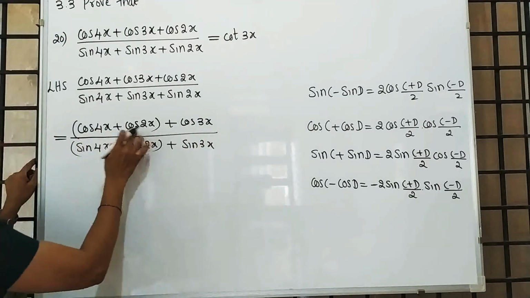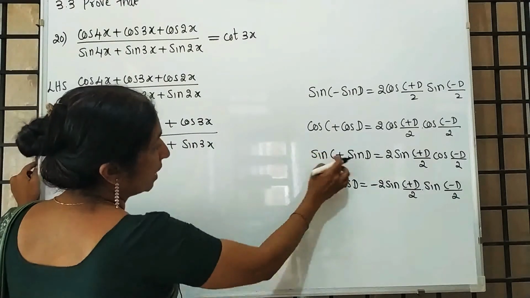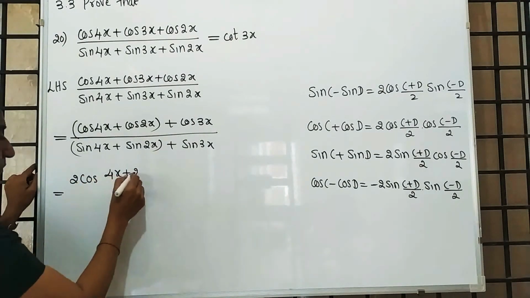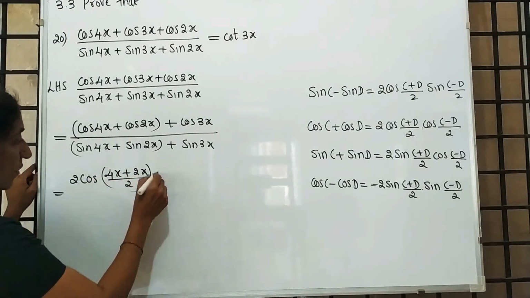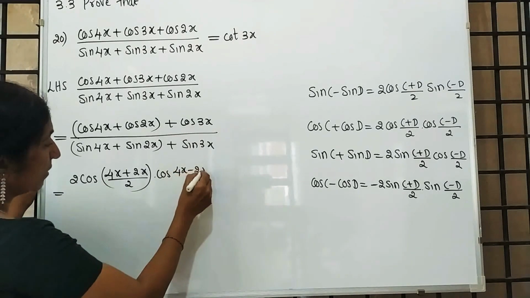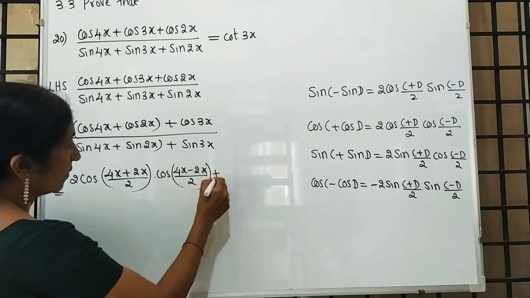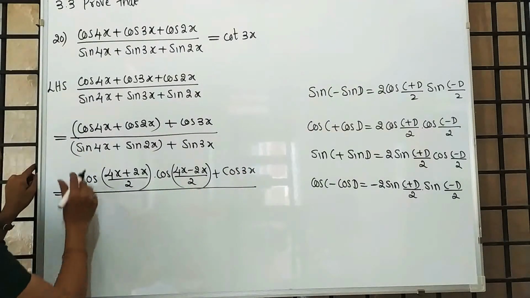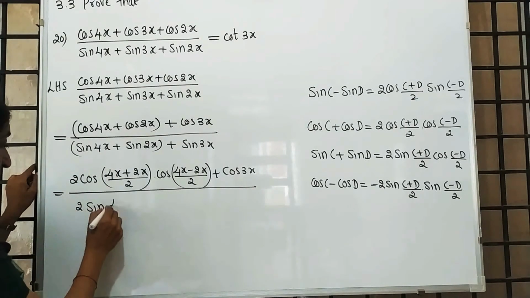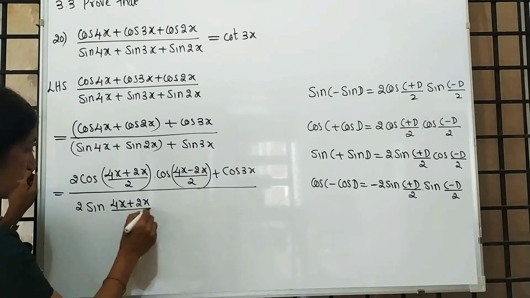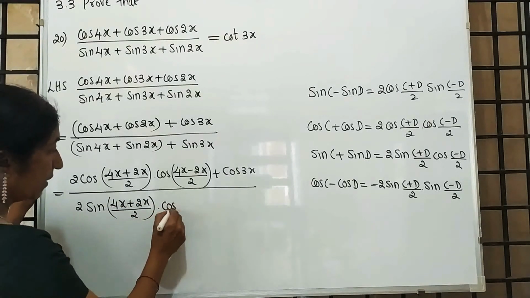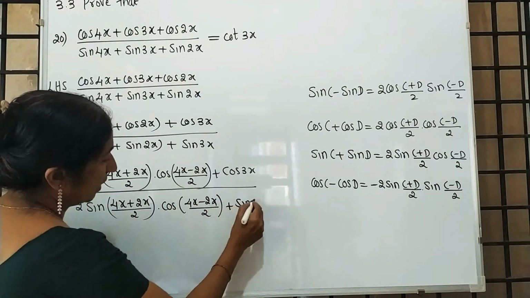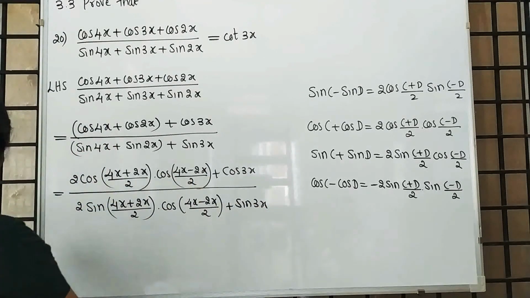And for that bracket, which is in the form of cos C plus cos D and sin C plus sin D, apply that. 2 cos (C plus D)/2 into cos (C minus D)/2 plus cos 3x, whole divided by sin C plus sin D, 2 sin (C plus D)/2 into cos (C minus D)/2 plus sin 3x. Correct or what? Now write down the simplified form.